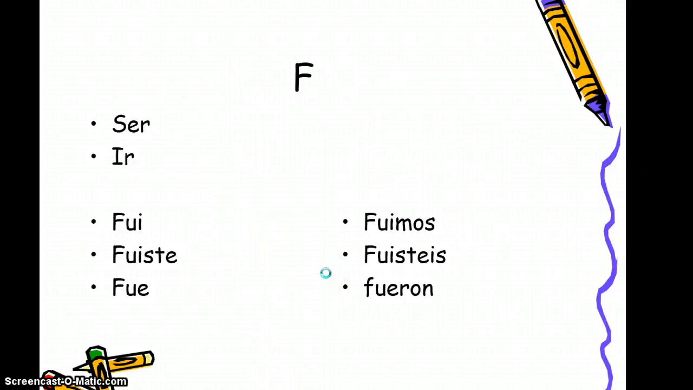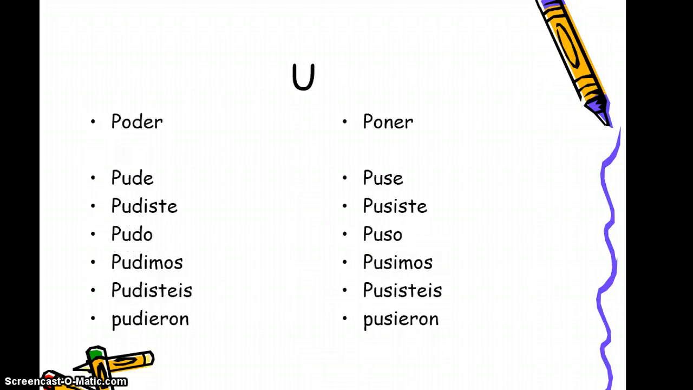In the F group, we have two verbs, ser and ir. And they both share the same conjugation in the preterite. Fui, fuiste, fue, fuimos, fuisteis, fueron. In the U group, we have several different verbs, including poder, which if you don't remember, it means to be able to. Pude, pudiste, pudo, pudimos, pudisteis, pudieron.